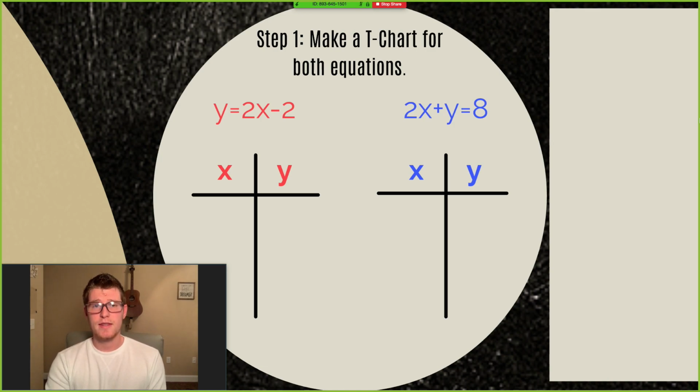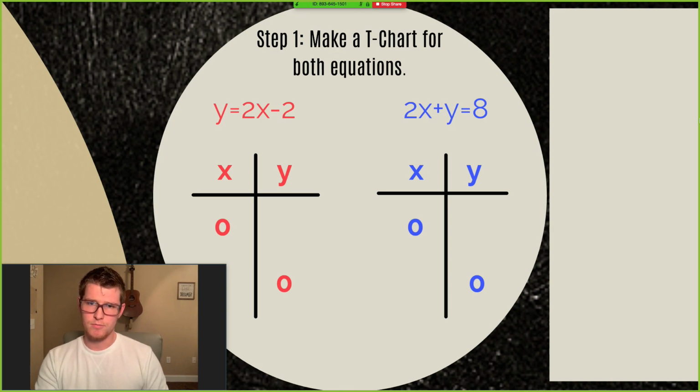However, the easiest way, usually, to find your 2 points is just going to be to find your intercepts. You want to figure out what y is when x equals 0, and you want to figure out what x is when y equals 0. And I think you'll see here in just a minute why it's easiest to look for the intercepts as opposed to just starting to plug in numbers.